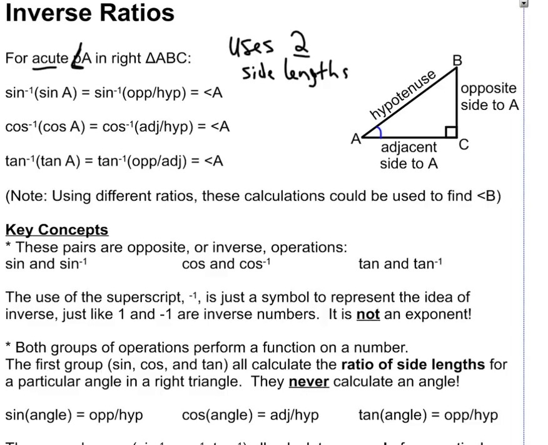The key concepts involved in this work with inverse ratios is that these pairs, sine and inverse sine, cos and inverse cosine, tan and inverse tangent, they are opposite or inverse operations. It's very comparable to the square root operation versus the square operation. That would be an example you would be familiar with.